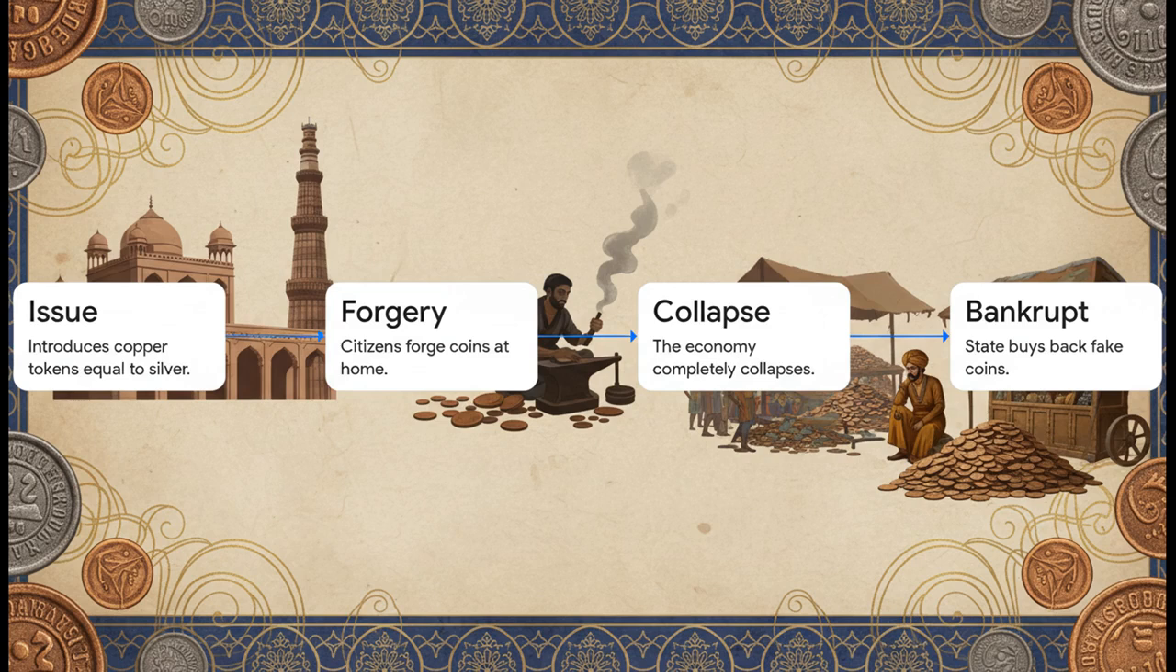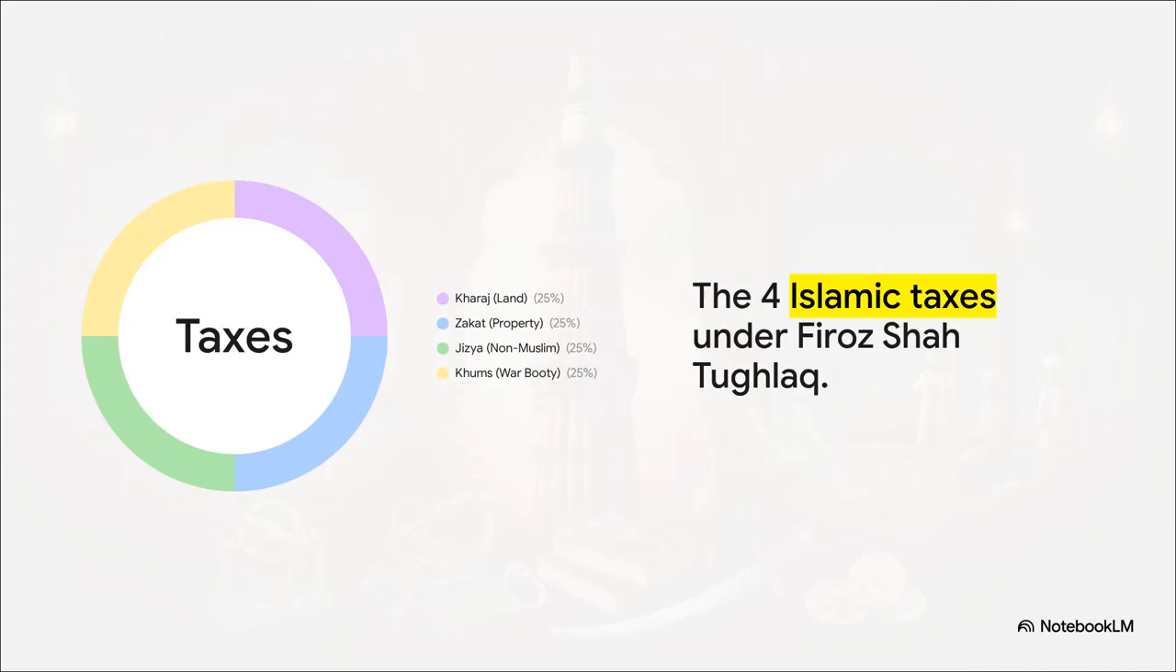The economy completely collapsed into a hyperinflation nightmare, and the Sultan actually had to drain the royal treasury just to buy back mountains of fake homemade cash from his own people. Absolute disaster. So to stabilize this completely ruined economy, his successor, Firoz Shah Tughlaq, steps up.